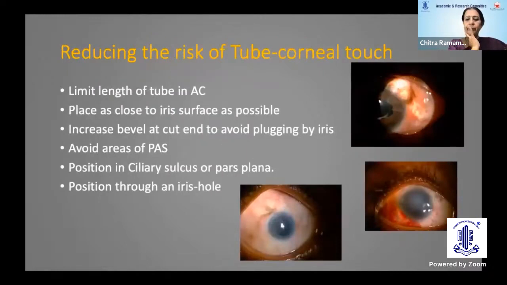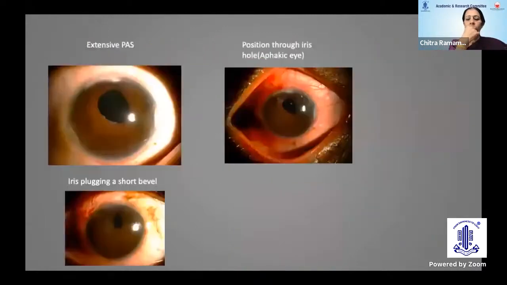There are multiple ways that we can reduce the risk of tube corneal touch. Limit the length of the tube in the AC. Place as close to the iris surface as possible. Increase the bevel at the cut end to avoid plugging by iris tissue. Avoid areas of PAS. Position in the ciliary sulcus or pars plana, and position through an iris hole.